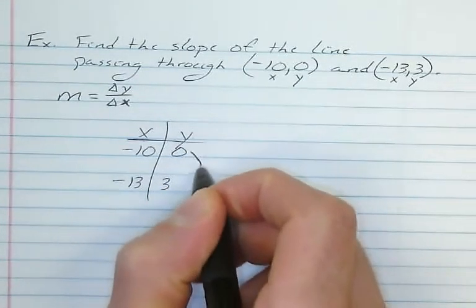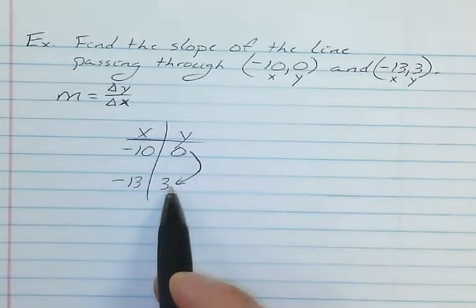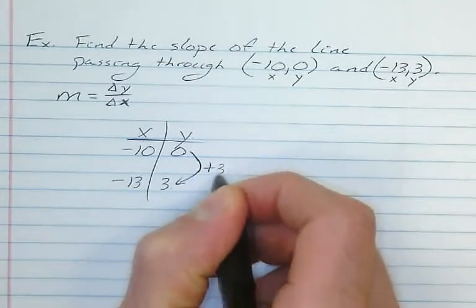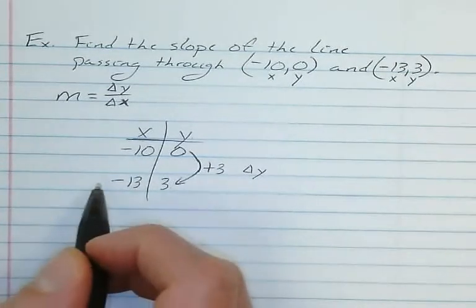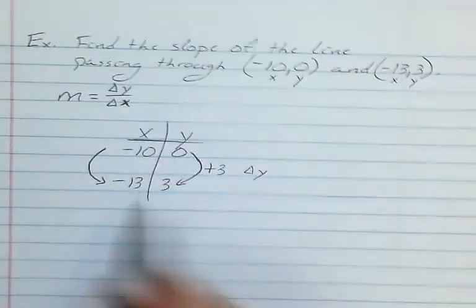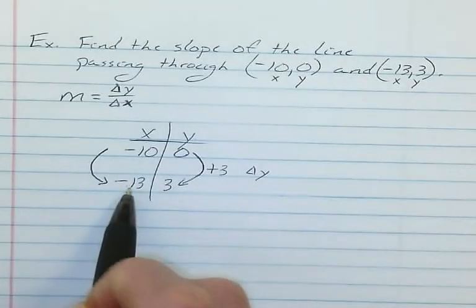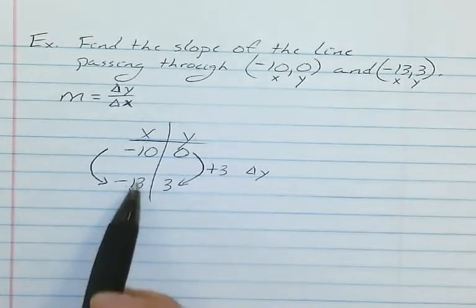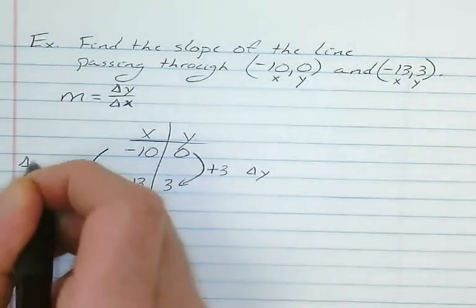How do we go from 0 to 3? So I like to draw an arrow going from the top number to the bottom number. How do you go from 0 to 3? Well, you add 3. And this corresponds to our delta y. Then we have to do our delta x, our jump in our x. How do we go from negative 10 to negative 13? Now be careful. We're actually getting smaller because negative 13 is smaller than negative 10. So that means we are subtracting, and the difference is 3. So we would subtract 3, and this corresponds to our delta x.